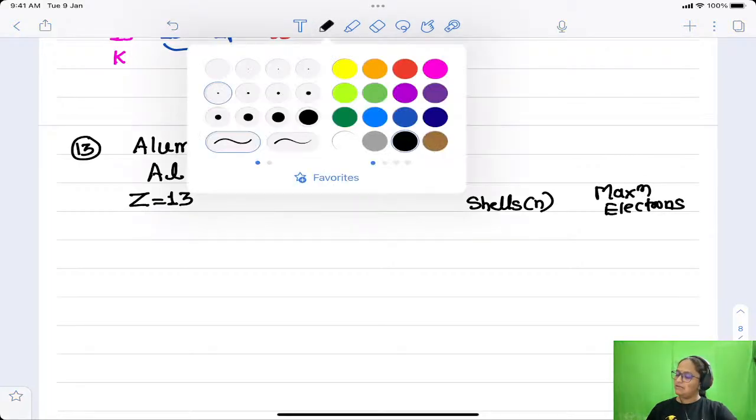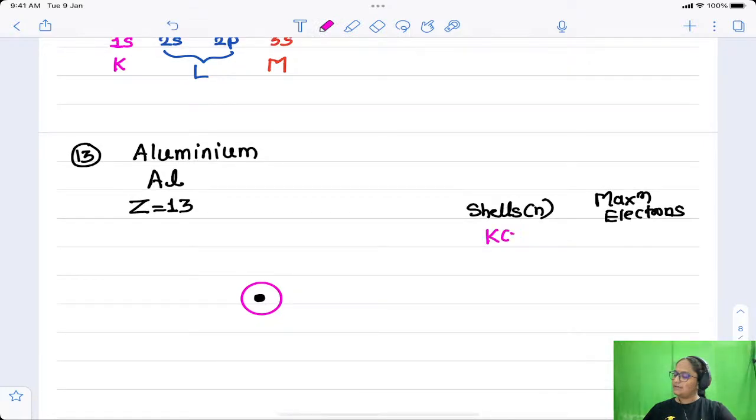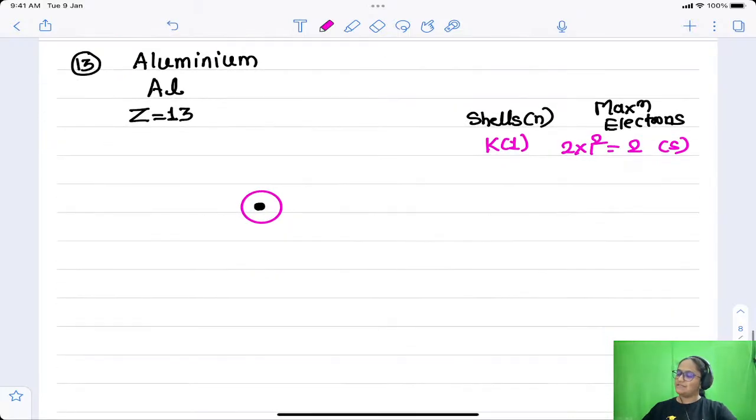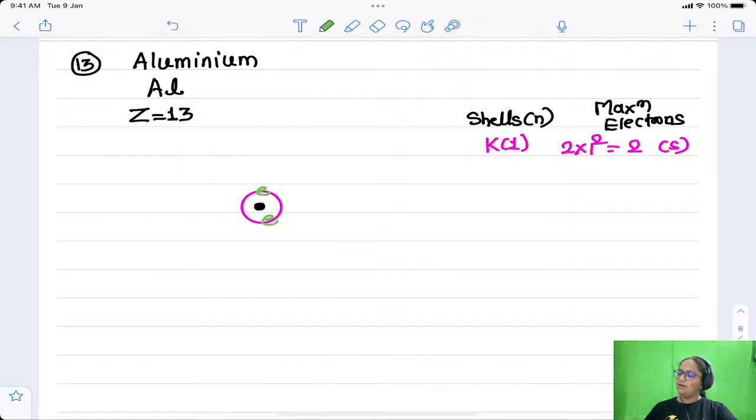Okay, let us start. First of all, this is the nucleus of aluminium atom. Then shell number 1 is this, right, which is nothing but the K shell. In K shell, that is shell number 1, we can fill 2 into 1 square, that is 2 electrons. Those 2 electrons will go in s orbital, right? Yes, so let us fill 2 electrons here in K shell. Okay, next shell.